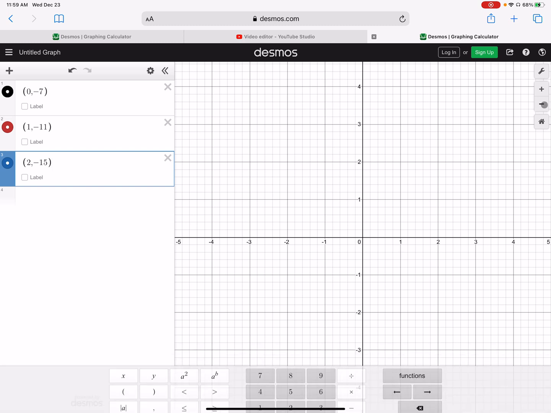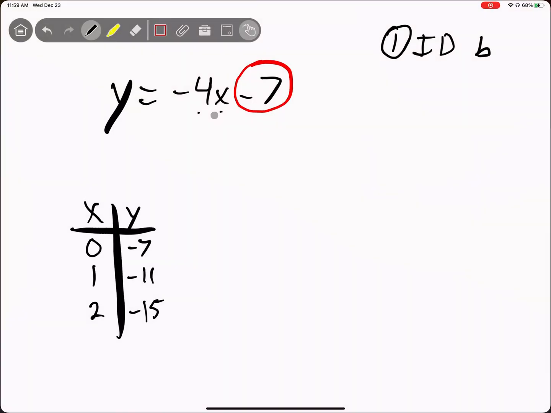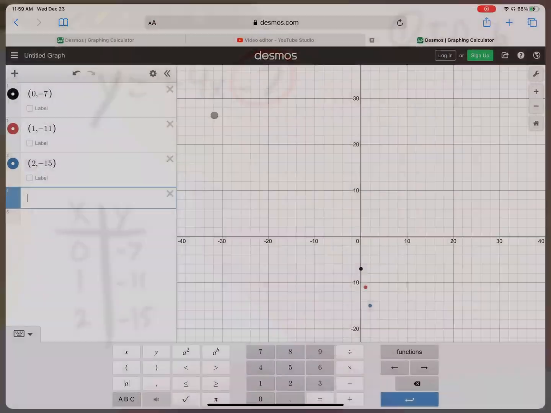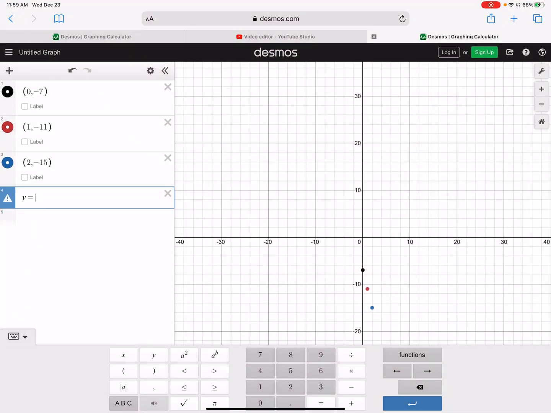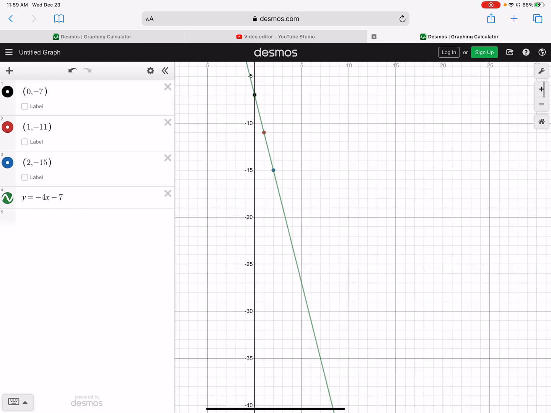So where are all these points? They're right here. And what did my equation say? My equation said y equals -4x minus 7. If this is correct, these points should be aligned and the line should go right through it. Oh look, the line crosses all of these points.